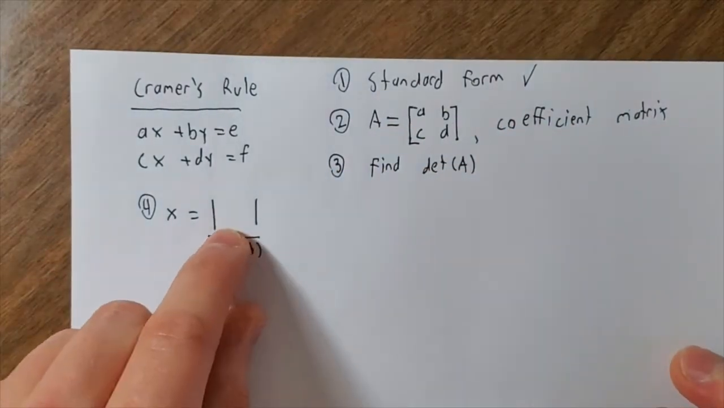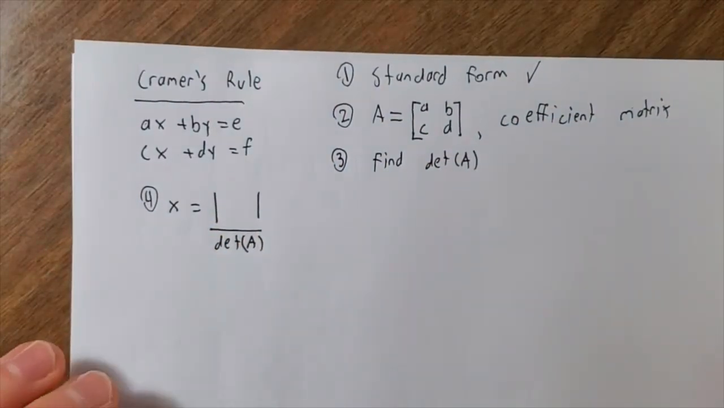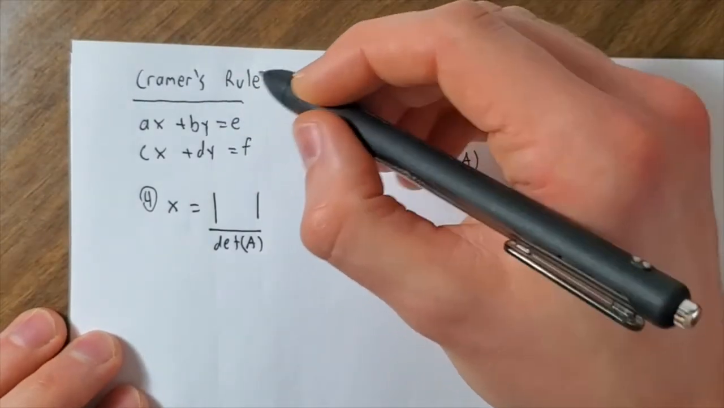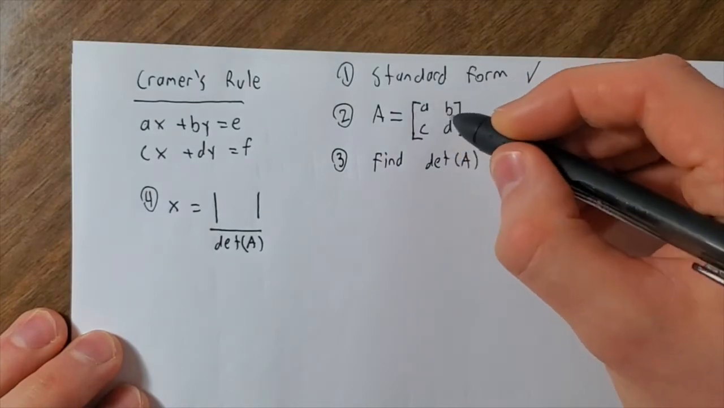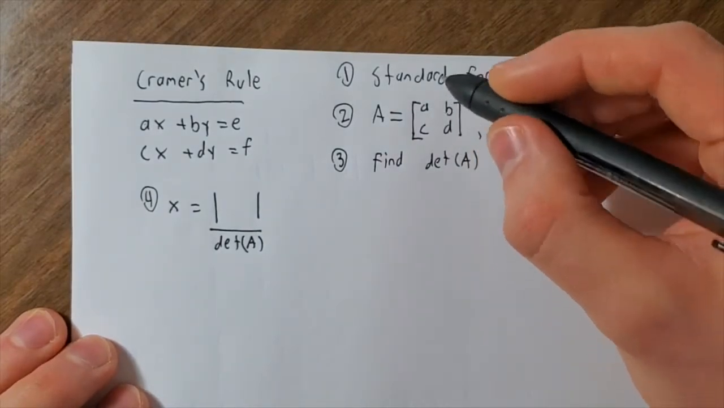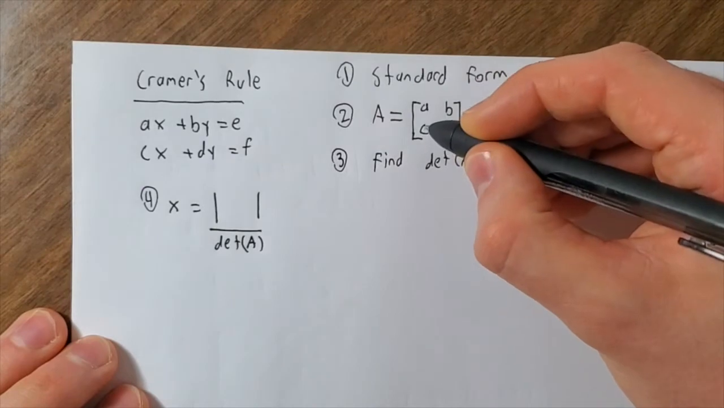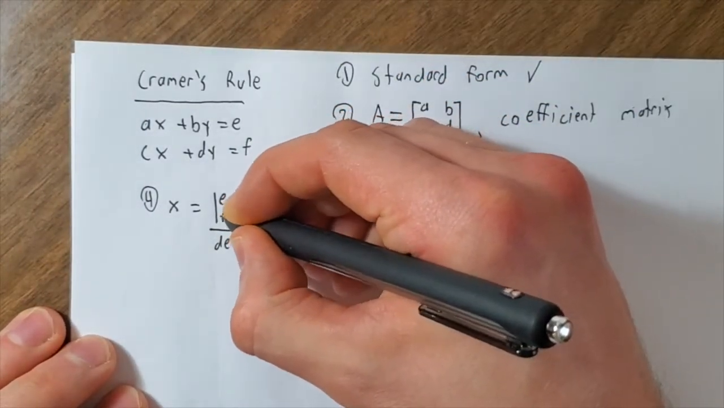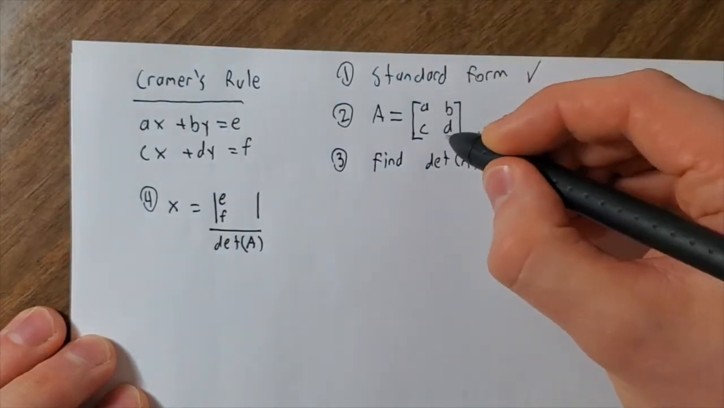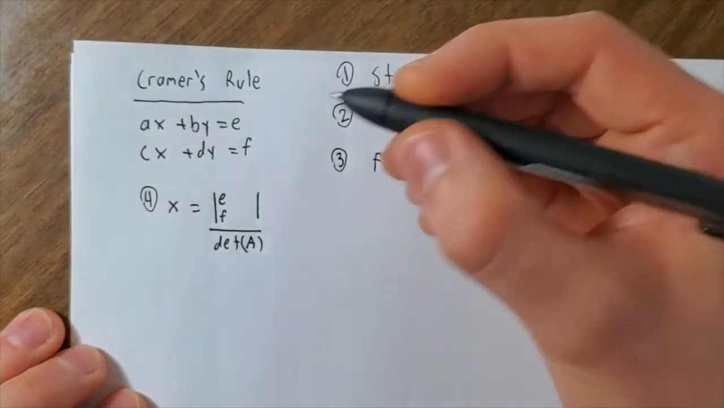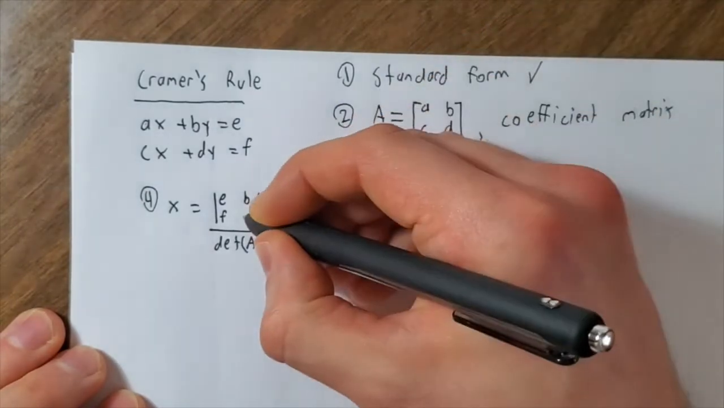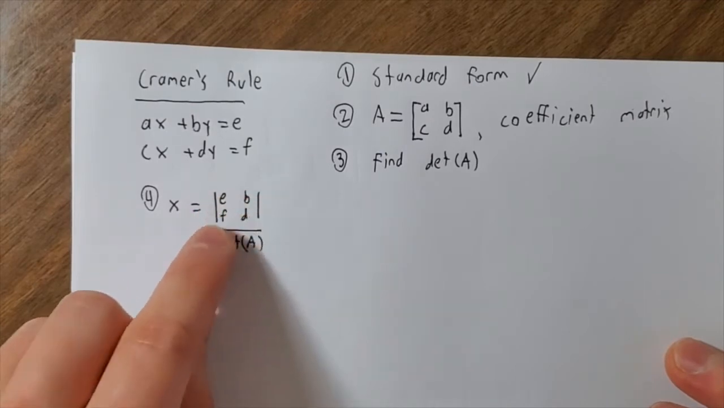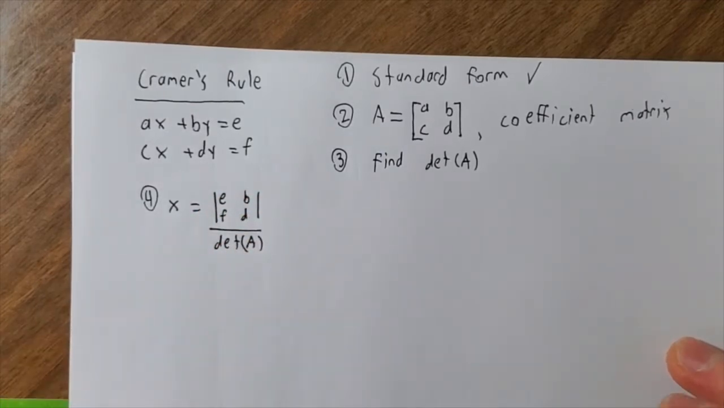So this new matrix that we're going to find the determinant of is, we're simply going to take our solutions of E and F, and instead of using our regular coefficient matrix, we're going to swap out our x column, our A and our C, with the solutions E and F. So in our first column here, we'll plug in E and F, and then we'll take the same two coefficients for our y column and plug those right back in. So we'll get the determinant of this new matrix here over top of our determinant of A.